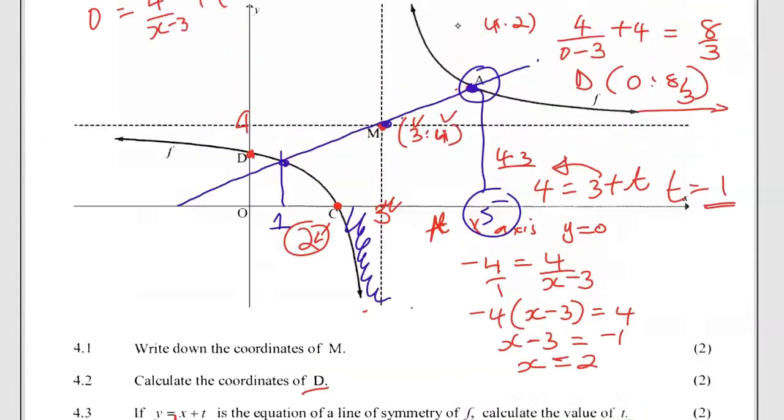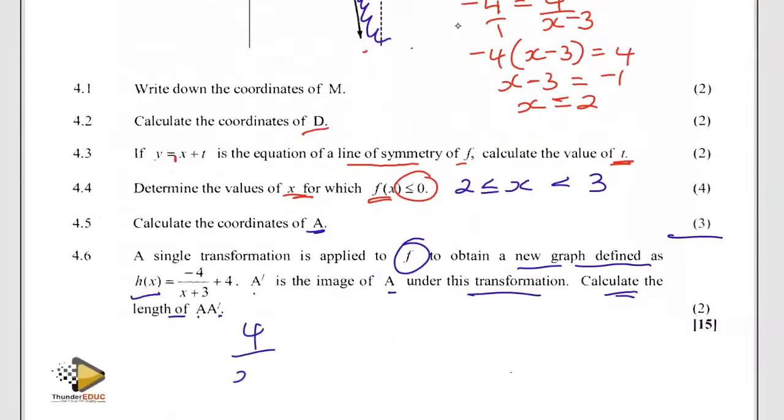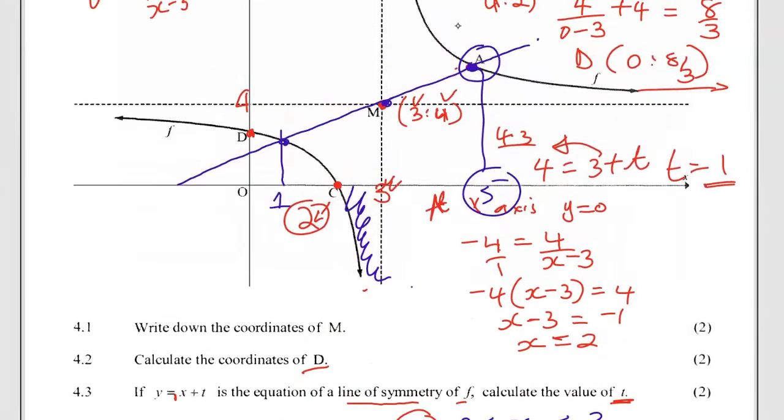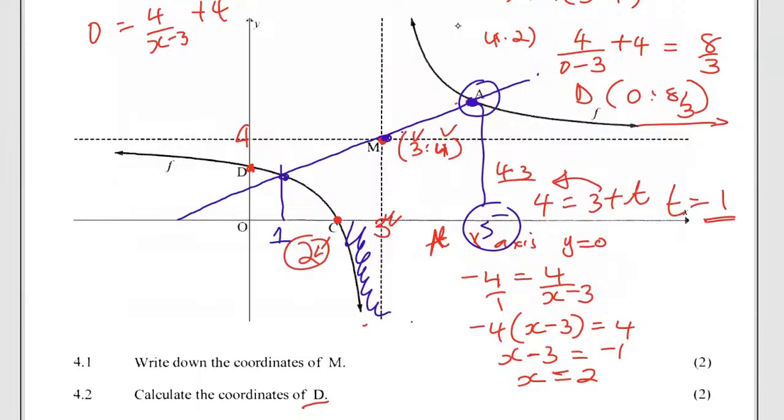So when you look at these two graphs, this is 4 over x minus 3 plus 4. This is the original. But now this is what we are obtaining afterwards. Then the question is going to be, what happened? Remember, it is a single transformation that took place. So when I look at it nicely, I feel like it's just a reflection about the y-axis. Is that true? Yes, it's a reflection about the y-axis.